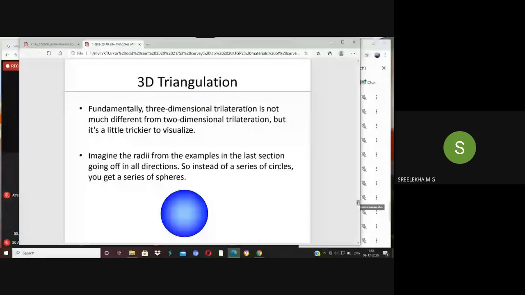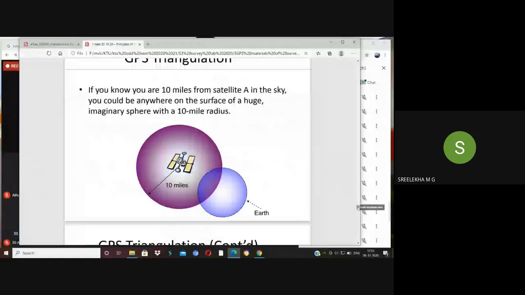So there is one of the satellites. Satellite means it is positioned somewhere in space itself. If our position is at 10 miles, just imagine we are at 10 miles from the first satellite, so we may be anywhere around it at 10 miles, at the spherical distance. Similarly, considering a second satellite, it is positioned here, and the Earth is also here.